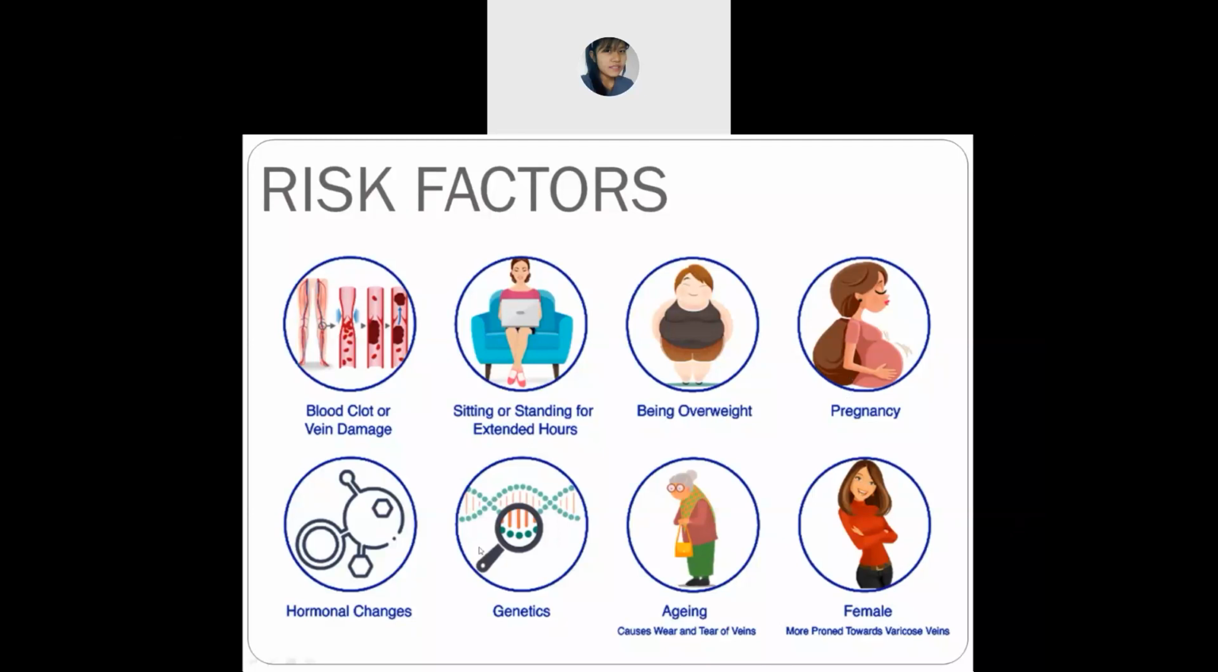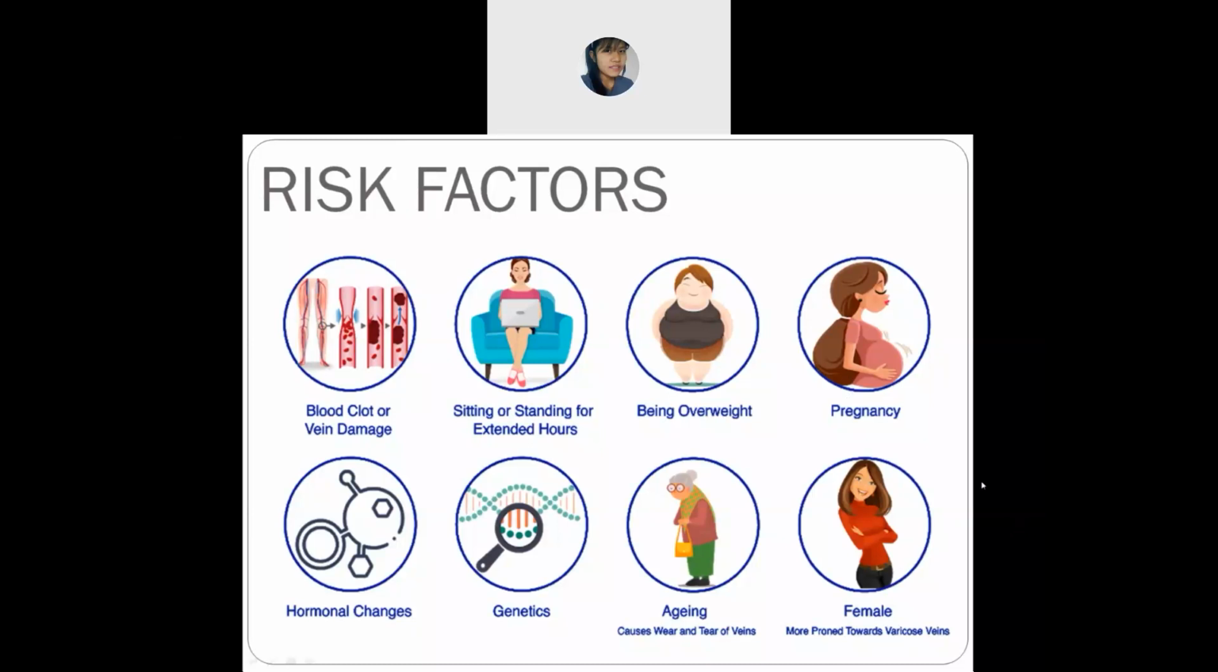Next is genetics. So what does genetics mean? If your forefathers, your mother, father, uncle and all were having varicose veins, you will also be at risk of having varicose veins. Understand genetics. Next is aging. Aging means elderly people. So elderly people are also at risk of having varicose veins.